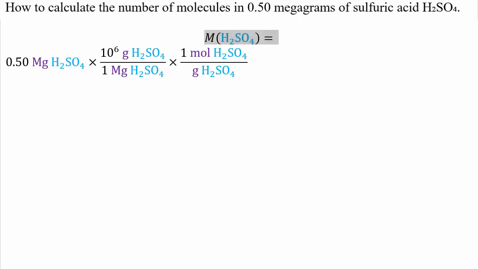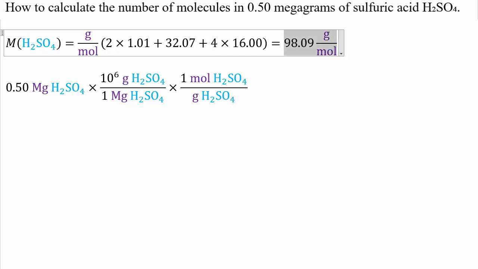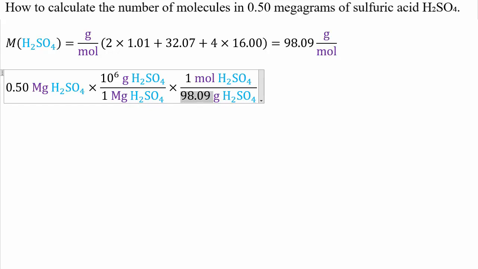To calculate the molar mass of sulfuric acid, we sum 2 times 1.01 for hydrogen, 32.07 for sulfur, and 4 times 16.00 for oxygen. The result, 98.09, is expressed in units of gram per mole.